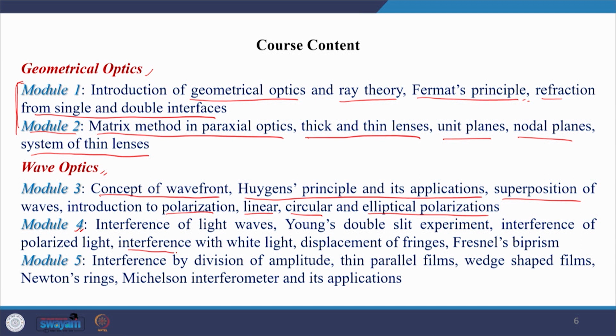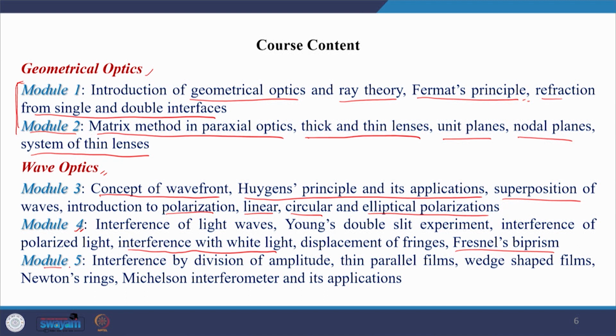Apart from this, we will also learn interference with the white light. We will see what will happen in Young's double slit experiment if we cover one of the slits with a thin transparent film. And then we will also talk about Fresnel's biprism experiment.